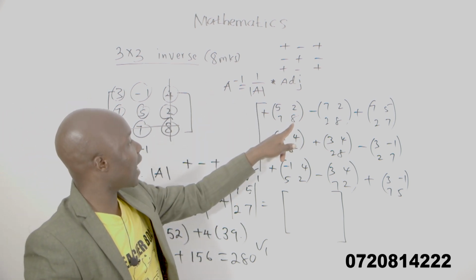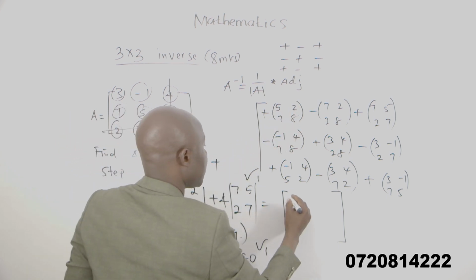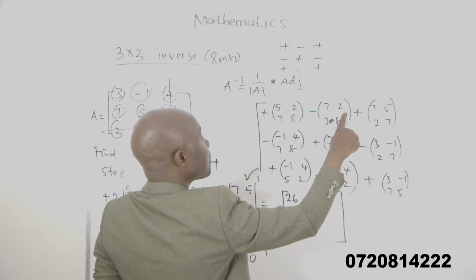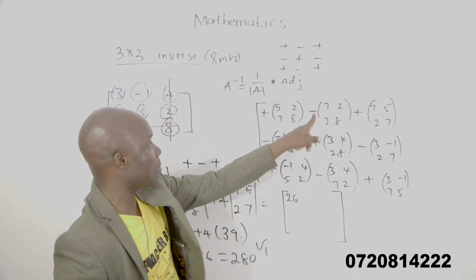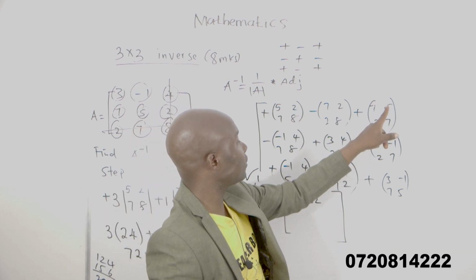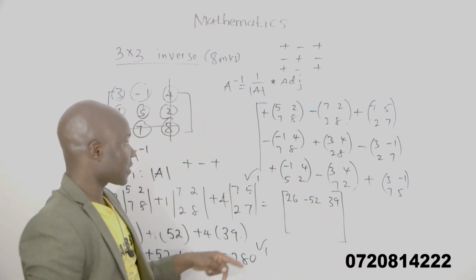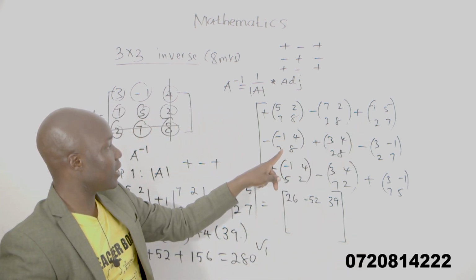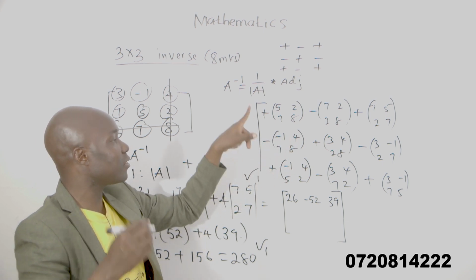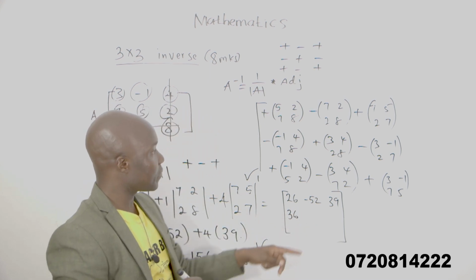So what do we get? 8 times 5 is 40. 40 minus 14 is 26. And remember, it was a positive. 56 minus 4 is 52. Remember, it is a negative. 49 minus 10 is 39. Remember, it is a positive. Negative 8 minus 28 is negative 36, but it was a negative. So negative of the negative 36 becomes positive 36.